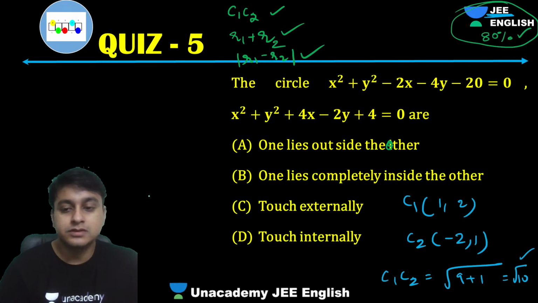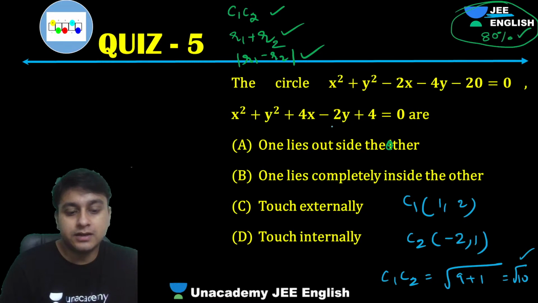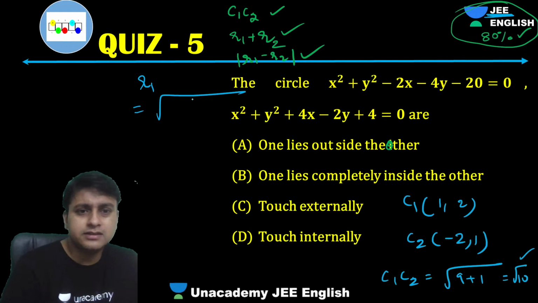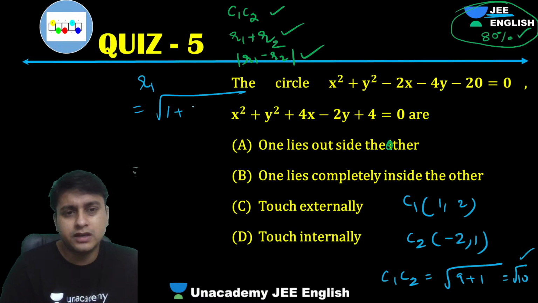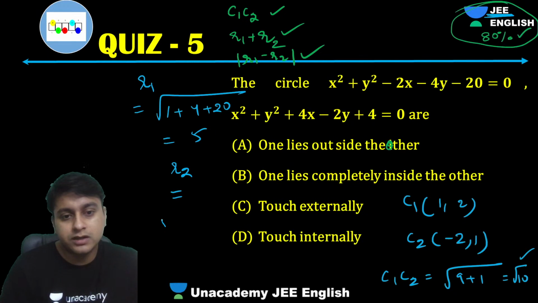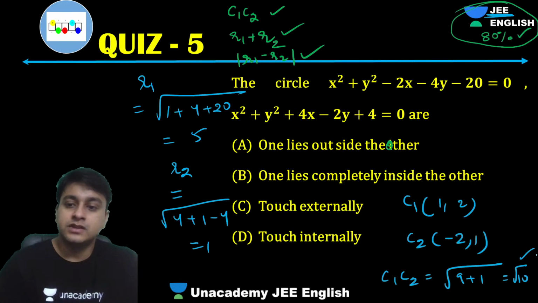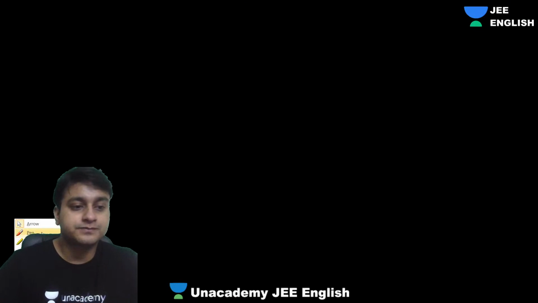Fine, clear. So guys, what are we getting as the radius R1 of the first circle? R1 is coming as root under this, g square plus f square, that is 20, so we are getting root of 25, that is 5. R2 will be how much? R2 will be root under 4 plus 1 minus 4. What are we getting? 1. So guys, can I say that this case is of C1 C2?